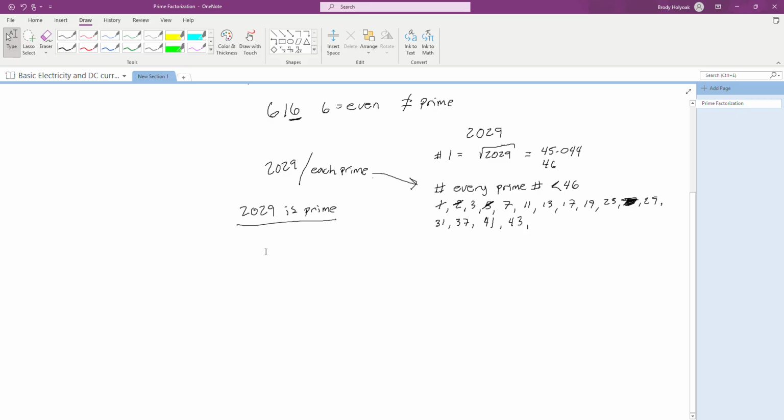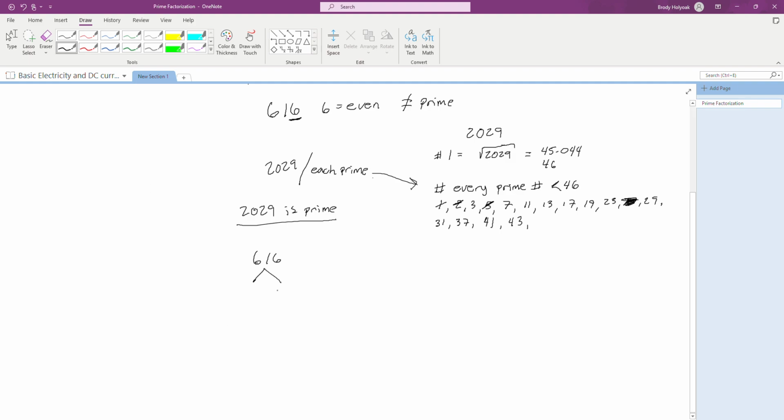So let's take a look and dig into that number a little bit more. So we take our 616. Now we want to split this out, and we want to use the easiest methods that we have. Because it's even, we know right off the bat it's going to be divisible by 2. So we take 616 and we divide it by 2. And we're going to break this out.